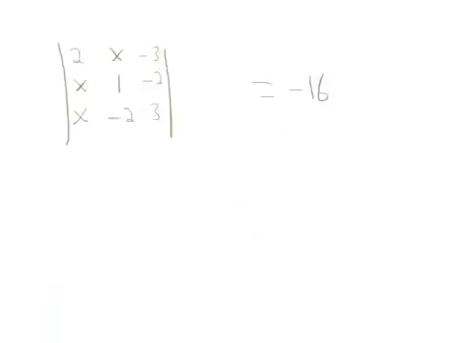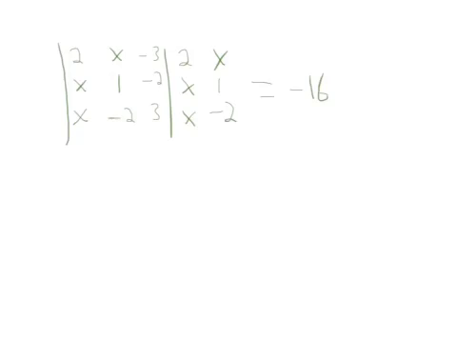In this problem, we are told to solve for x, and we are told that the determinant of this entire matrix right here is negative 16. It's the determinant because it's got these vertical lines on either side. And so to find the determinant, the first thing I want to do is copy down the first two columns. So I'm going to get 2, x, x, and then x, 1, and negative 2.